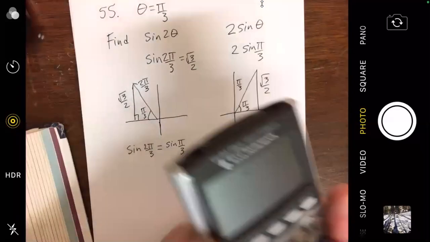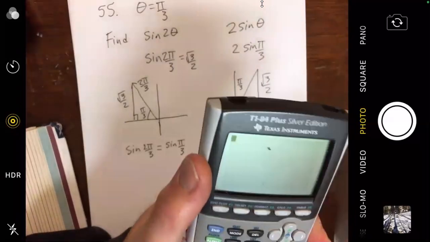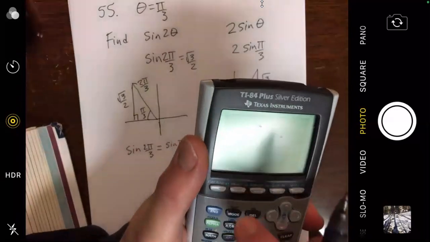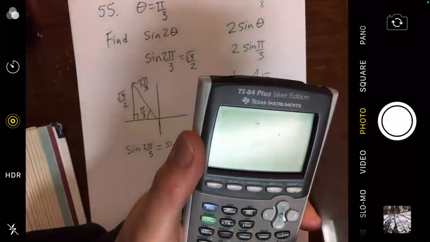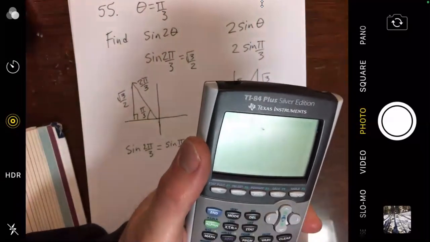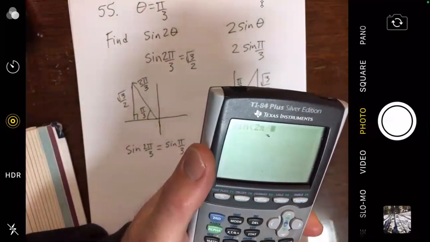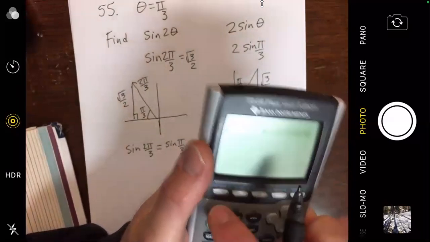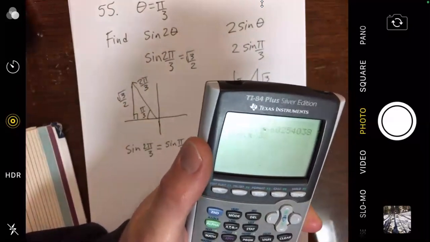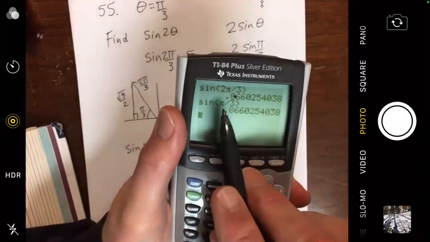I can punch it and show you in radian mode if you want to see it. You could actually do degree mode, 2 pi/3, but we'll stick to the standard thing. Radian mode, sine 2 divided by 3, and sine pi divided by 3. Same thing. The 2 doesn't seem to make any difference.